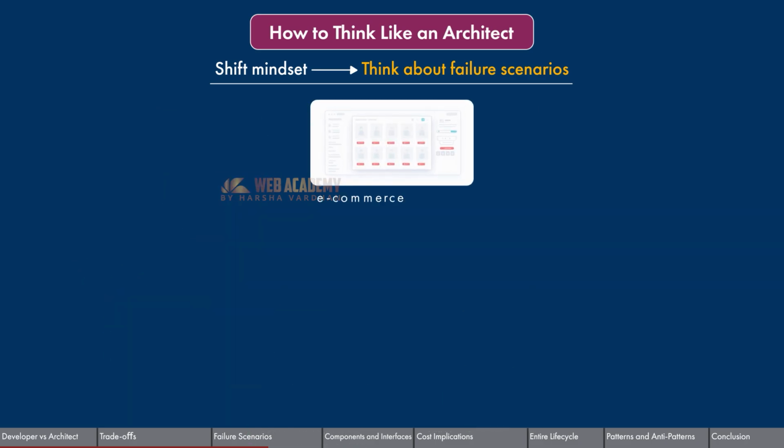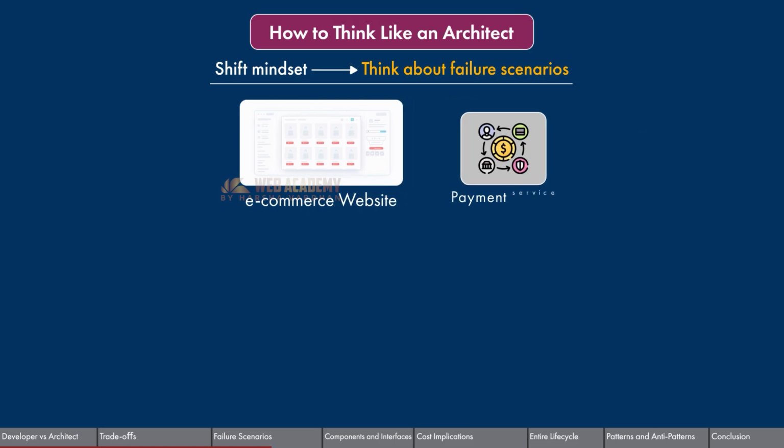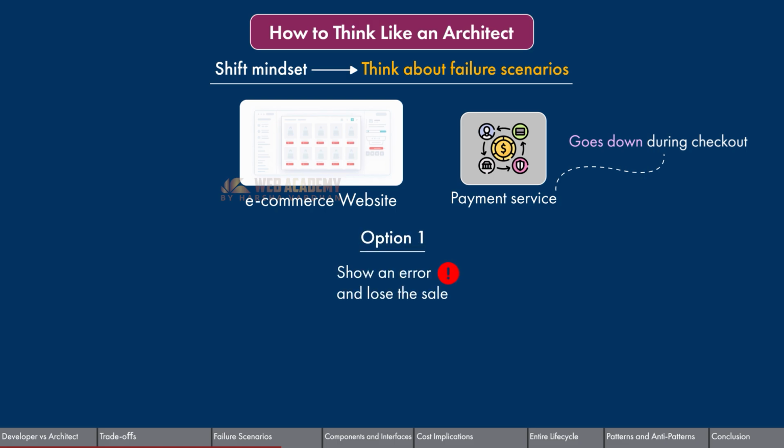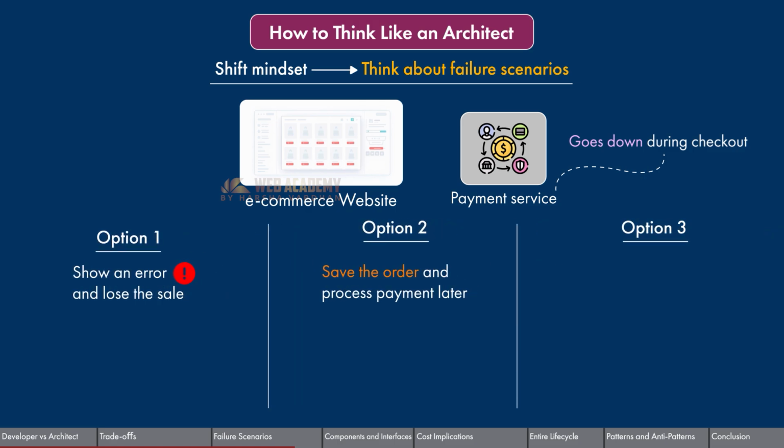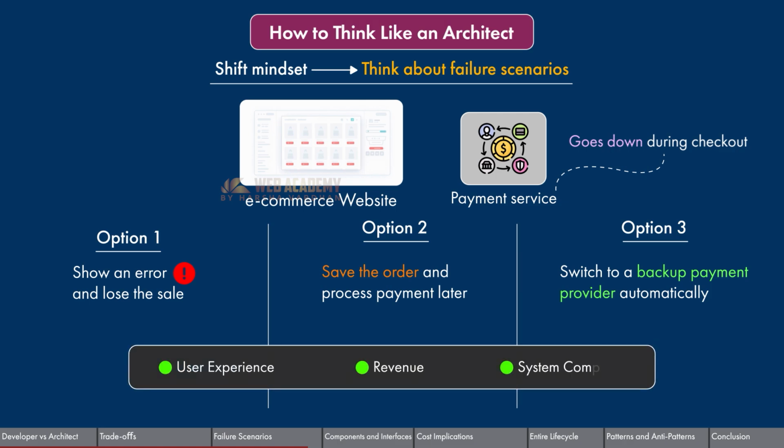Let's say you're designing an e-commerce website. The payment service goes down during checkout. What should happen? One option is to show an error and lose the sale. Another option is to save the order and process the payment later when the service is back. Or maybe switch to a backup payment provider automatically. Each option has different implications for the user experience, the revenue, and the system complexity. An architect needs to think through all these scenarios.